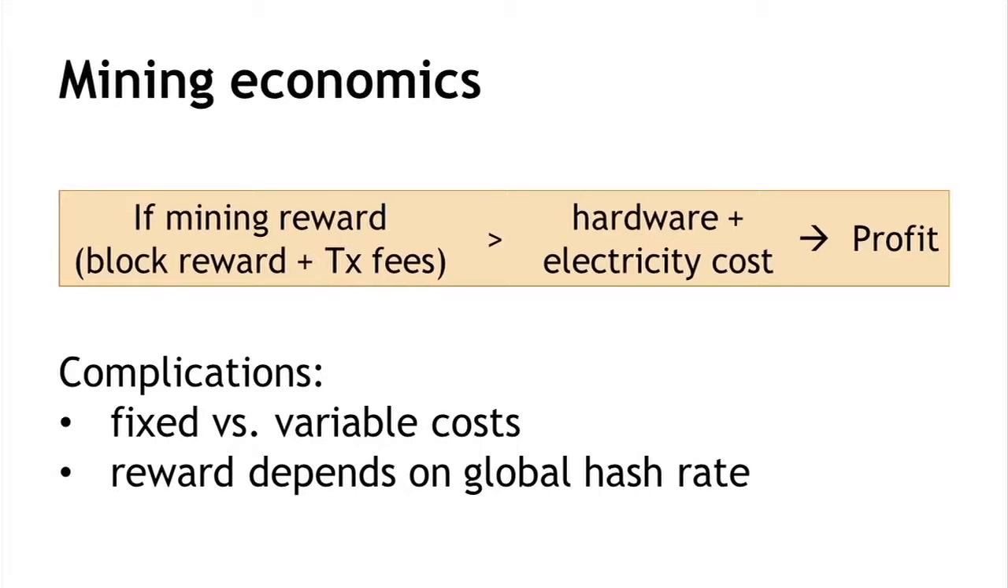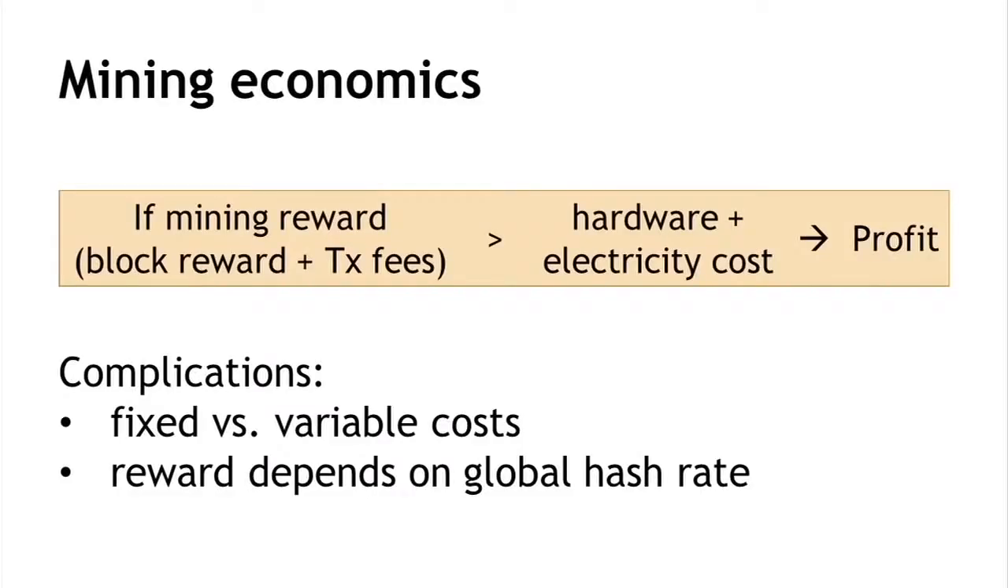The miner asks himself whether that's bigger than or less than their total expenditure, which is the hardware and electricity cost. In fact, Bitcoin mining is so expensive in terms of electricity that that becomes a significant portion of the cost and not just the upfront cost of the hardware. And if the rewards are greater than the costs, then the miner profits. If not, the miner incurs a loss.